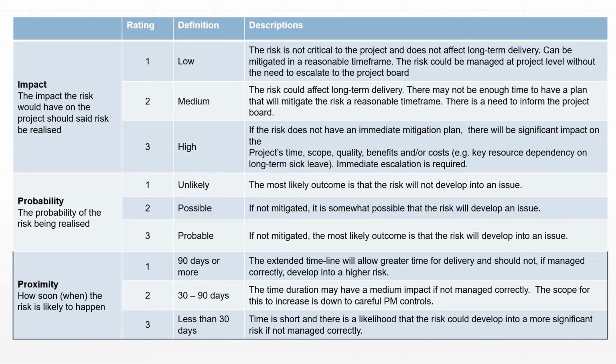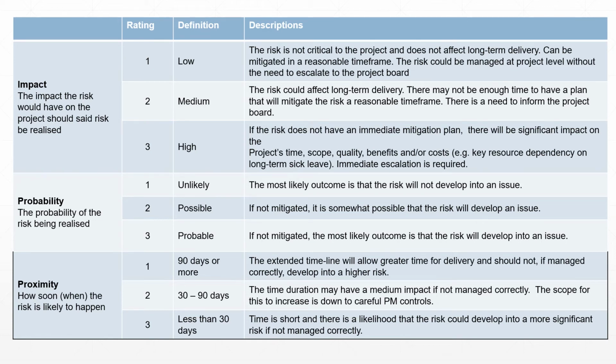Okay, so we're looking at the impact, the probability, and the proximity. And what happens is the rating is now explained. It's telling you that if you decide to go for a 1, you're saying that the risk is not critical to the project and does not affect any long-term delivery. It can be mitigated in a reasonable time frame. The risk could be managed at project level without the need to escalate to the project board. That's what you're saying if you are choosing number 1 in terms of impact.